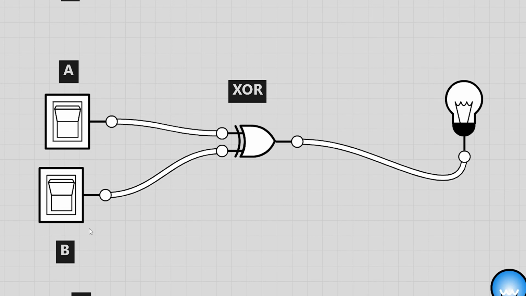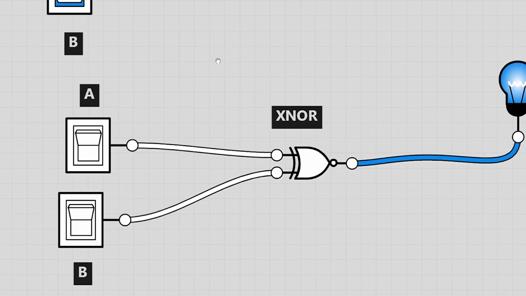When both the inputs are 0, the output will be 0. When any one input is 1, the output will be 1. When both the inputs are 1, the output will be 0. Next comes the XNOR gate.